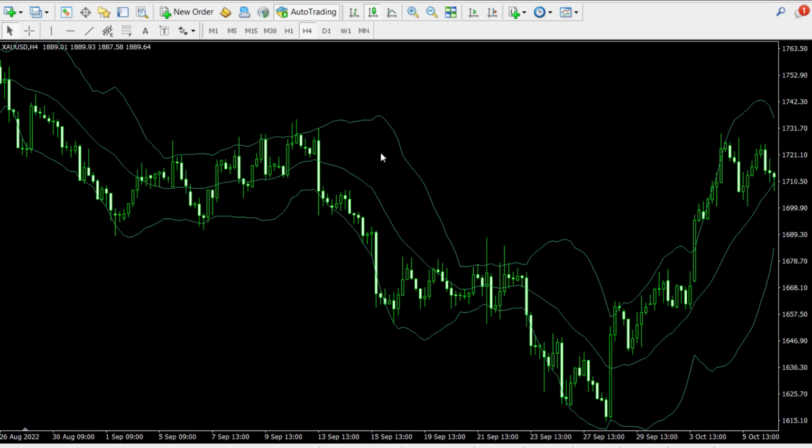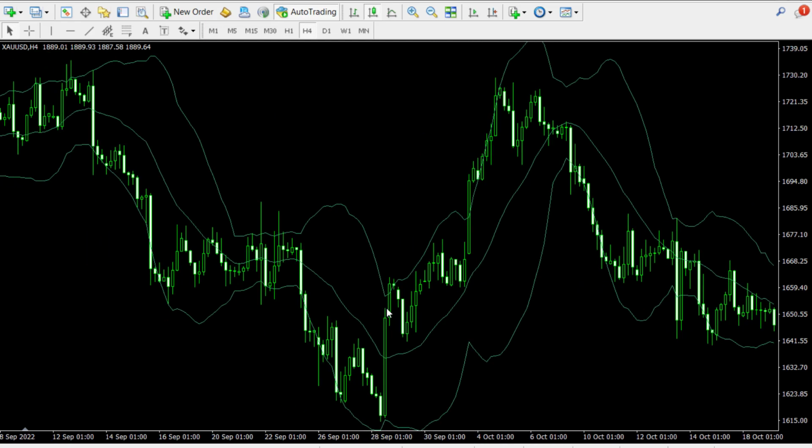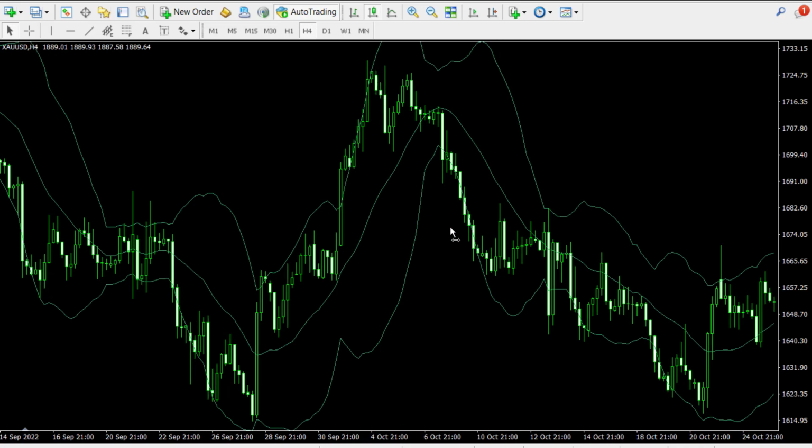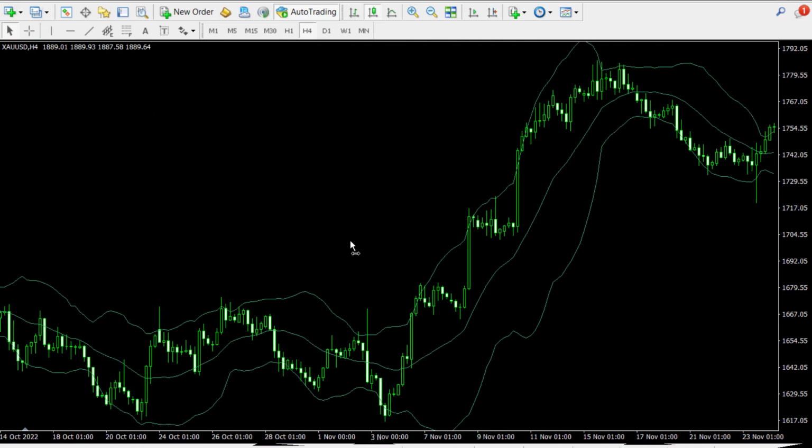Bollinger Bands are used to assess the volatility of a market and identify potential price reversal points. Here's how traders interpret Bollinger Bands. When the price is experiencing higher volatility, the distance between the upper and lower bands widens. During periods of lower volatility, the bands contract. Traders use Bollinger Bands to gauge the potential for price expansion or contraction.